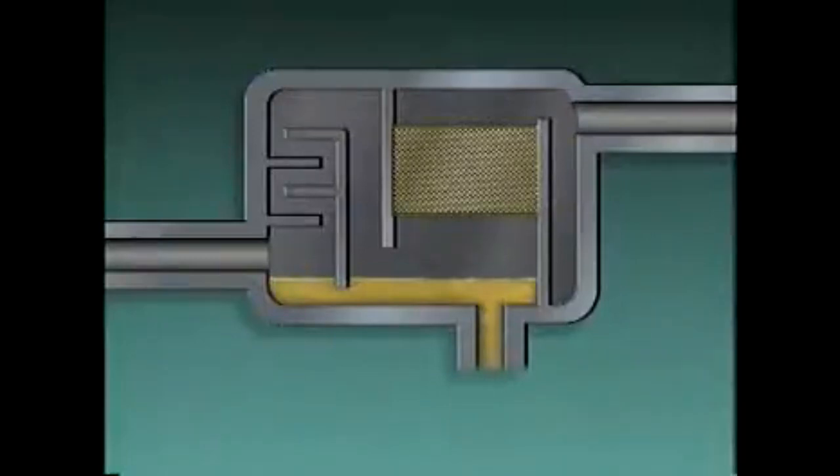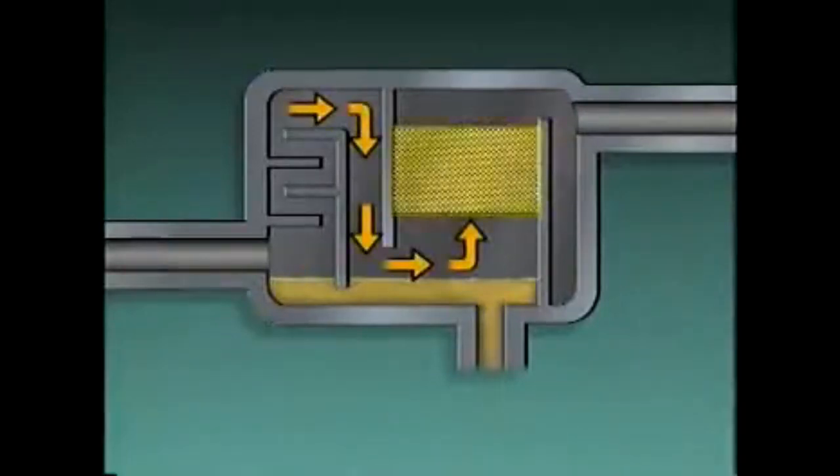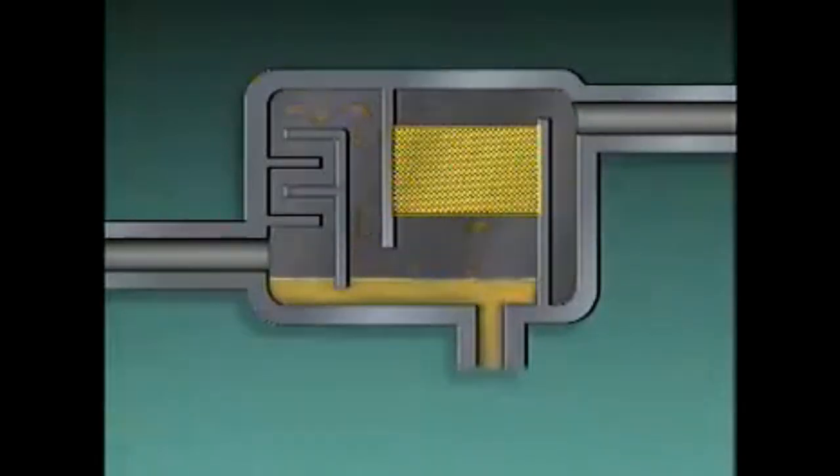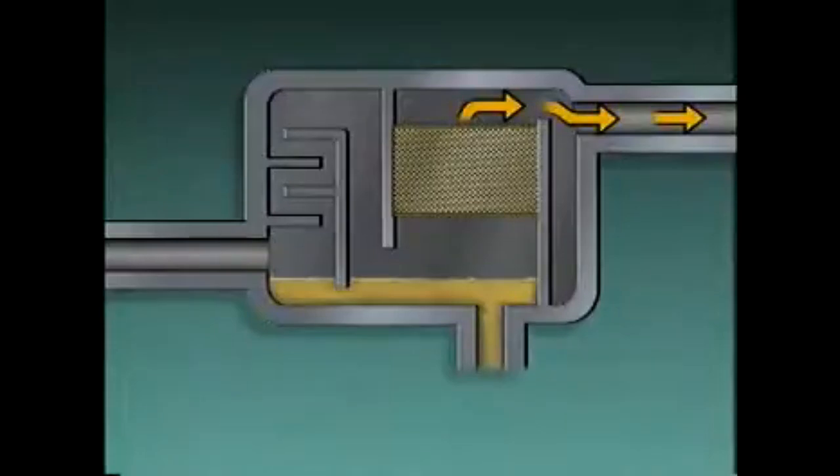After the gas passes the last baffle, it flows through the wire mesh screen. Most of the small amount of remaining oil is trapped by the screen and then goes into the sump. The relatively oil-free gas continues on through the outlet.